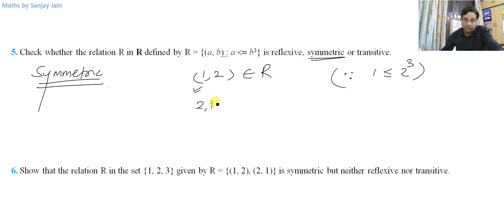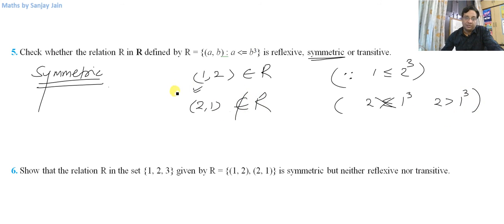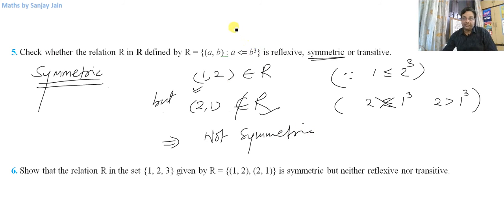Now, what about 2 comma 1? We need to check: 2 is not less than or equal to 1 cubed. This is not true, right? Or you can say 2 is greater than 1 cubed. So 2 comma 1 will not belong to this relation R. So 1 comma 2 belongs to this relation R, but 2 comma 1 doesn't belong to relation R, hence the relation is not symmetric. So this was also an easy example. We had such a question just in this lecture itself, where the relation was defined like this. There also for symmetry I took these examples 1 comma 2, 1 comma 3, right?